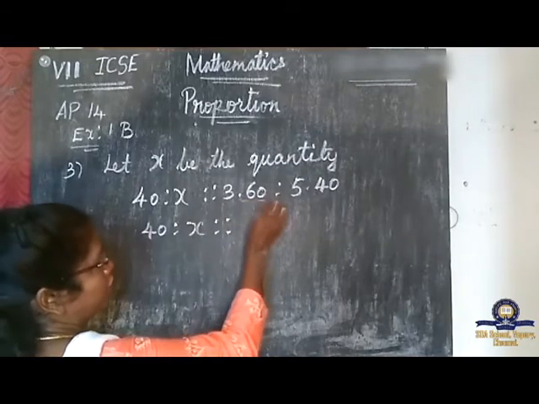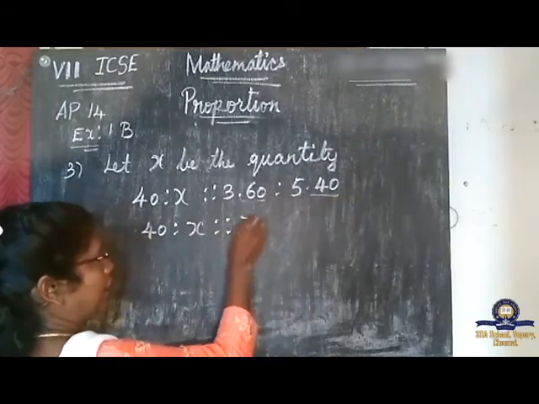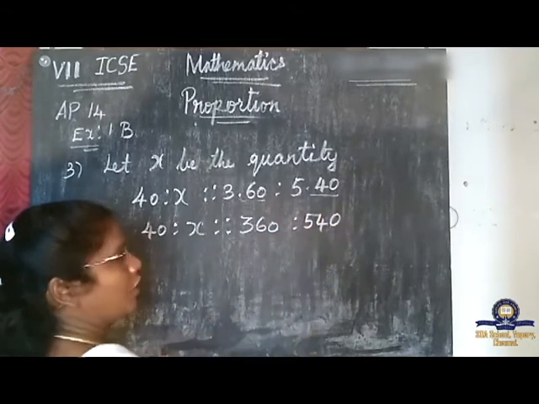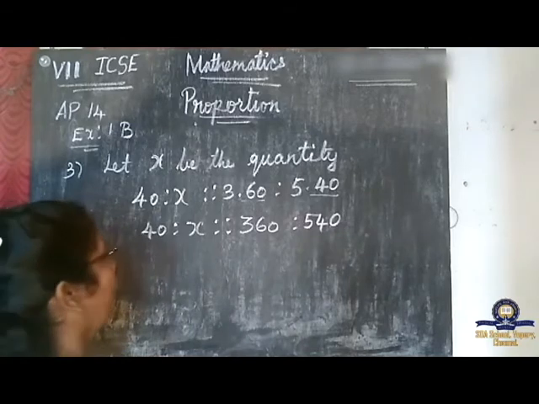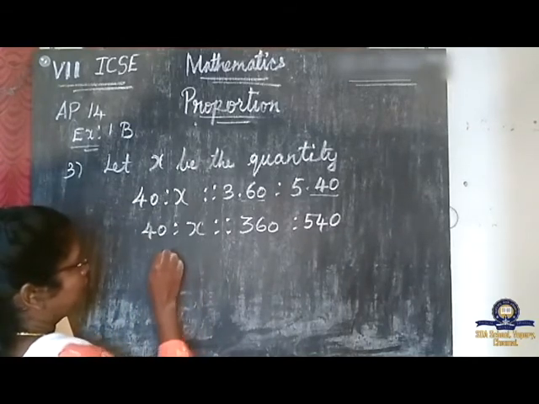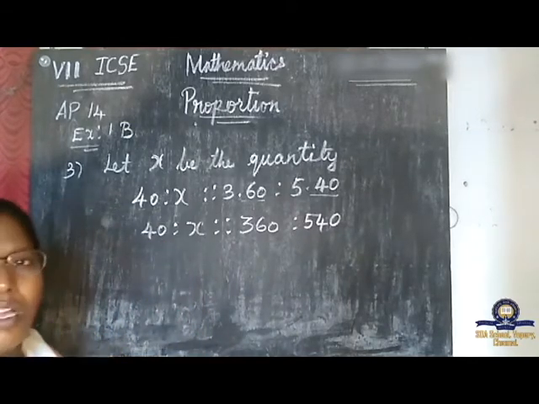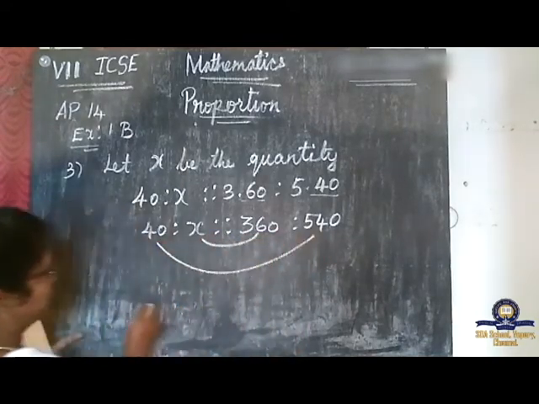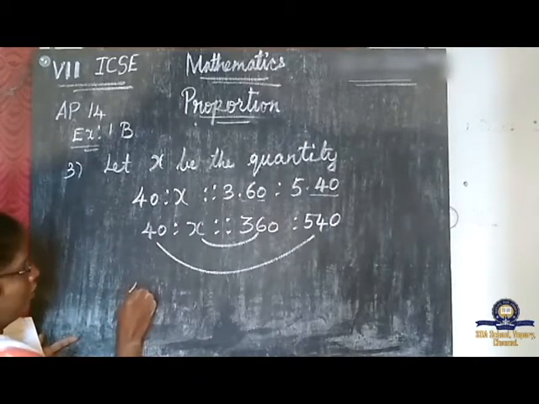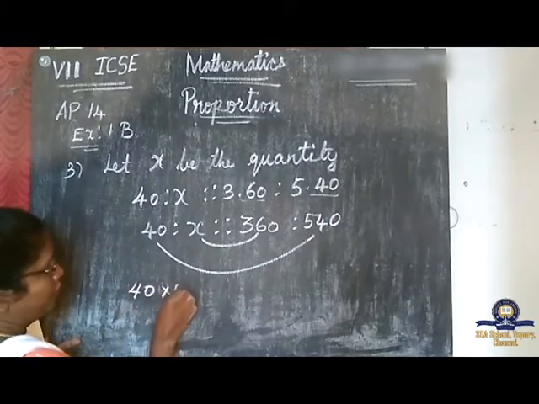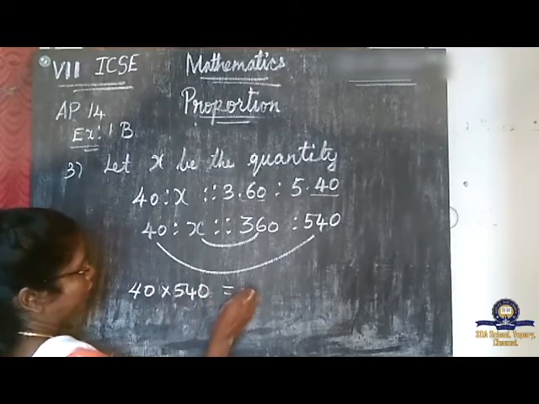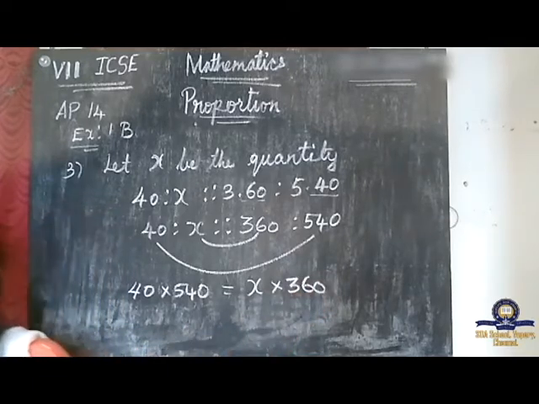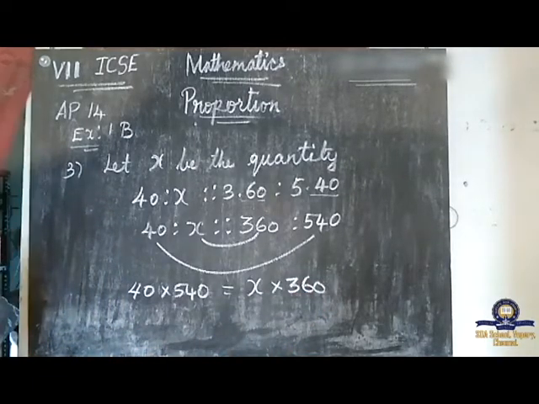Here also I am having 2 decimals, here also I am having 2 decimals. So I am cancelling and writing it as a whole number. So 360 is to 540. Okay. Now, so x. Again we are going to use the cross product rule here. So when we use the cross product on these two, 40 is to 540 is equal to x into 360.